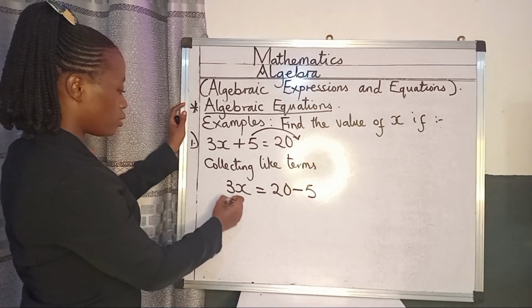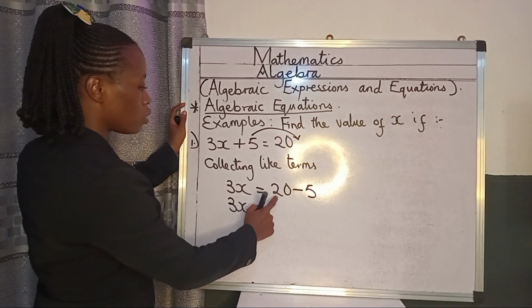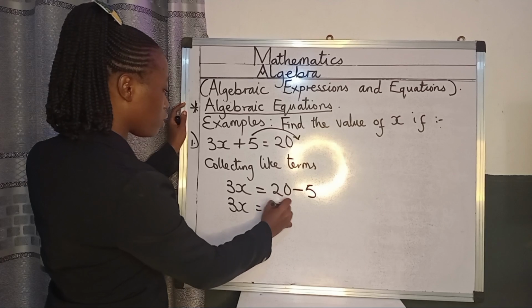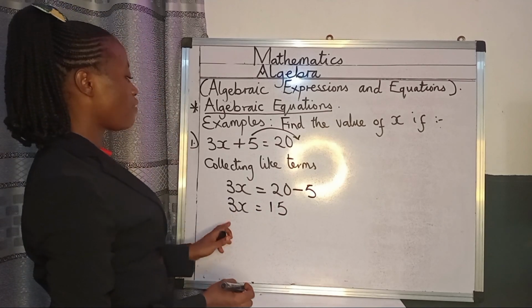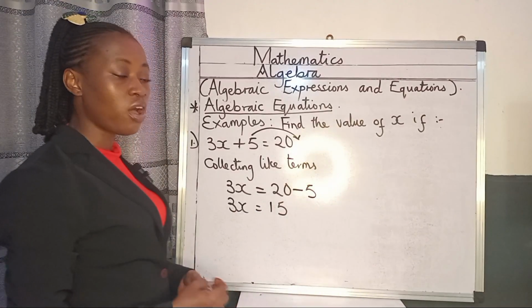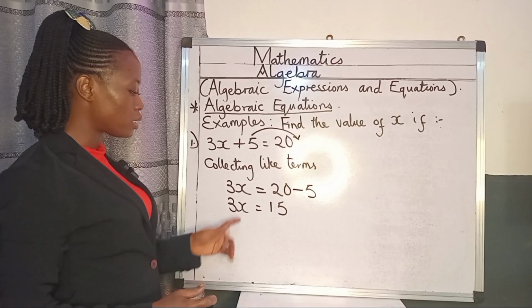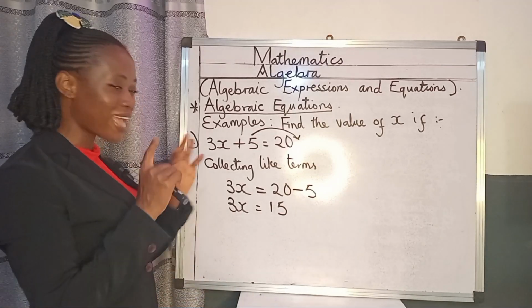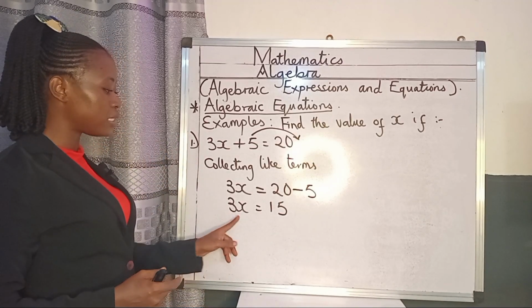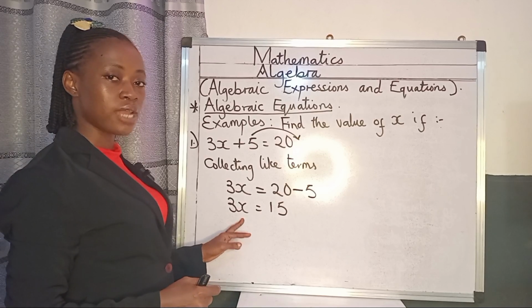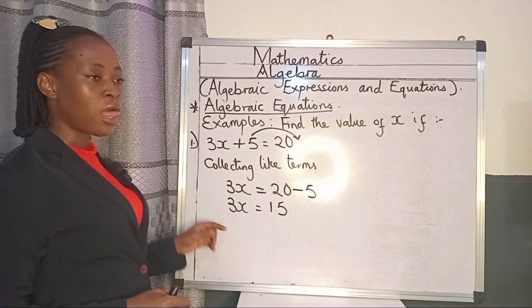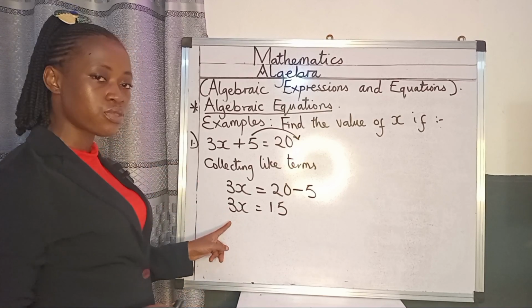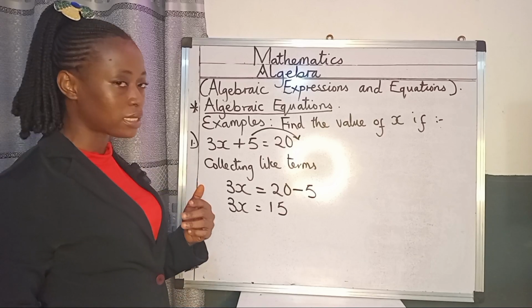All right, moving on. So 3x is equal to 20 minus 5 is going to give us 15. Okay, now I have that 3x is equal to 15. I've not gotten my x yet. Why? Because something is still blocking it. I want x to stand alone. But in this case, 3 is still discomforting x. So I need to eliminate this 3. And the only thing I can do to remove this 3 is by dividing both sides by 3.